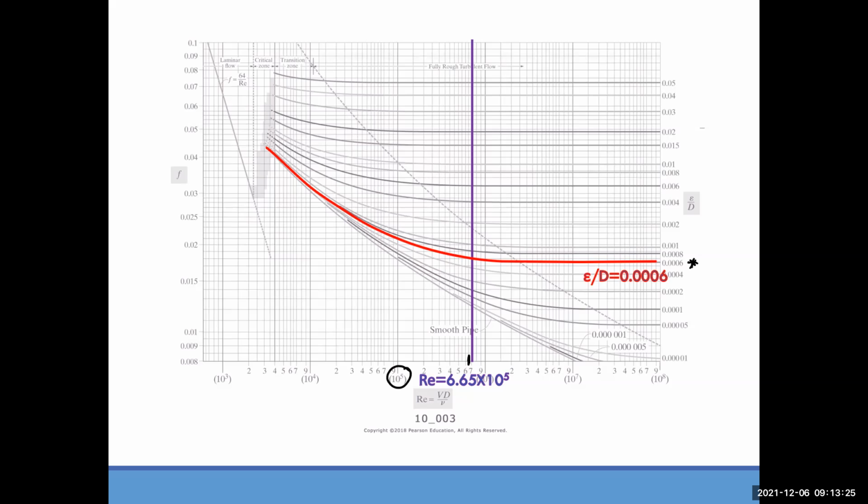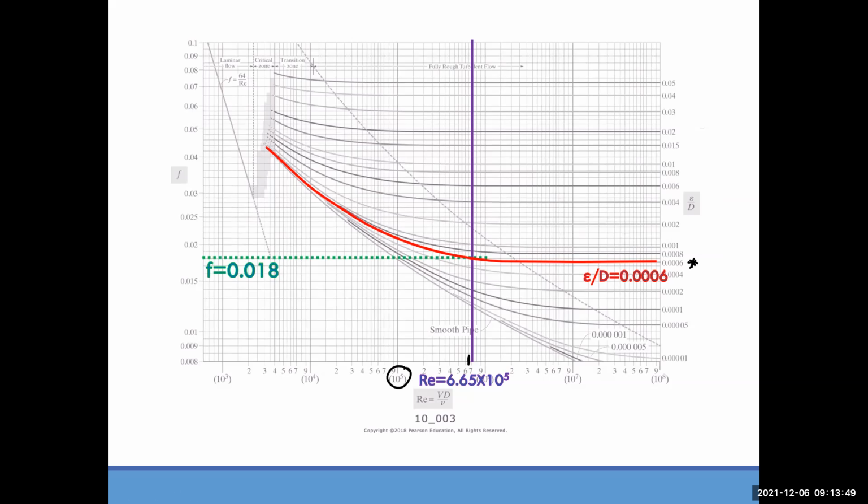Just draw a horizontal line and move to the left. Now, you may get a little bit different from 0.018. That is absolutely fine. But you should get pretty close to 0.018 because you didn't draw the 0.006 line. This line was there. So there is a very small chance to get something else other than 0.018.